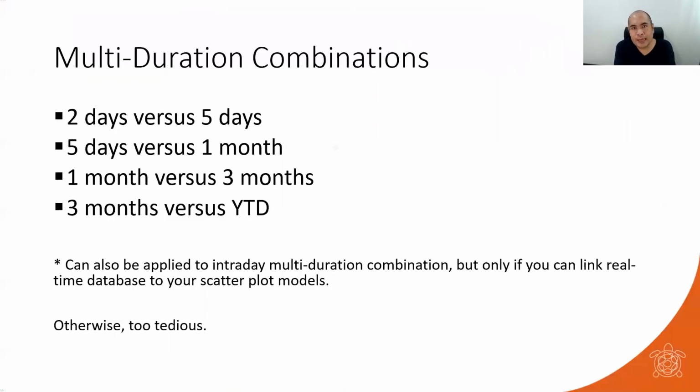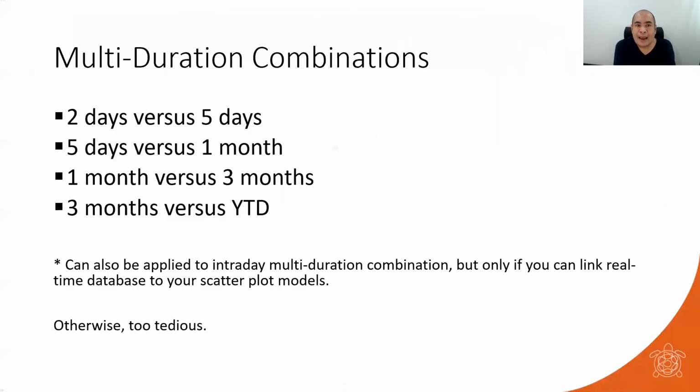And then you try to apply your trading system based on what you see on the chart. So just to summarize, if you're going to do multi-duration analysis, there are certain combinations that you can use. My preferred combinations are 2 days versus 5 days, 5 days versus 1 month, 1 month versus 3 months, 3 months versus year to date.